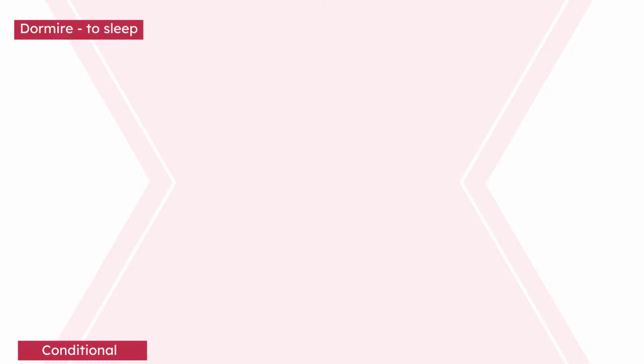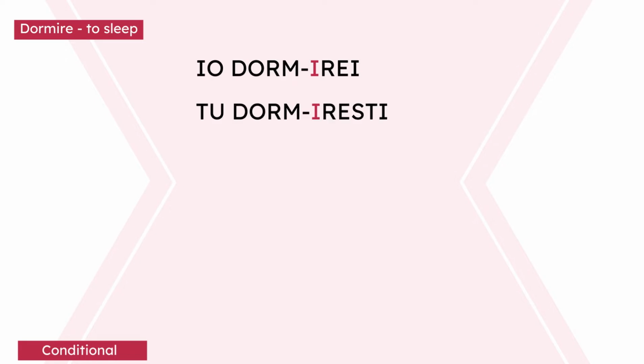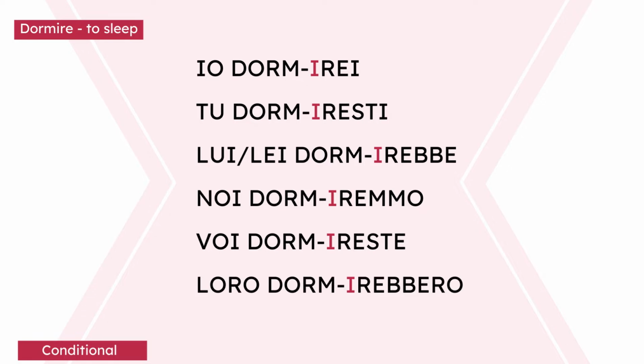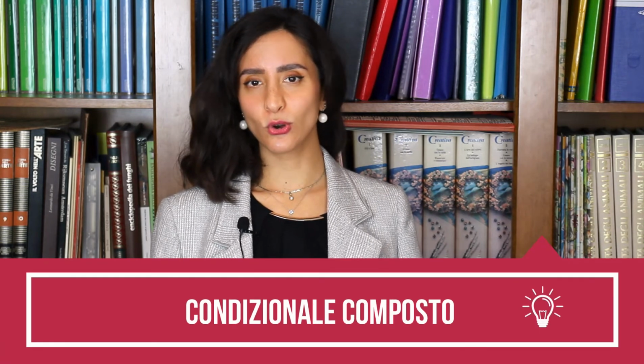But what about the third conjugation instead? Let's see an example with the verb dormire, to sleep. Io dormirei, tu dormiresti, lui, lei dormirebbe, noi dormiremmo, voi dormireste, loro dormirebbero. Here again, the vowel prevailing in the conjugation is the one that characterizes it. That's to say, I. And now let's see condizionale composto.